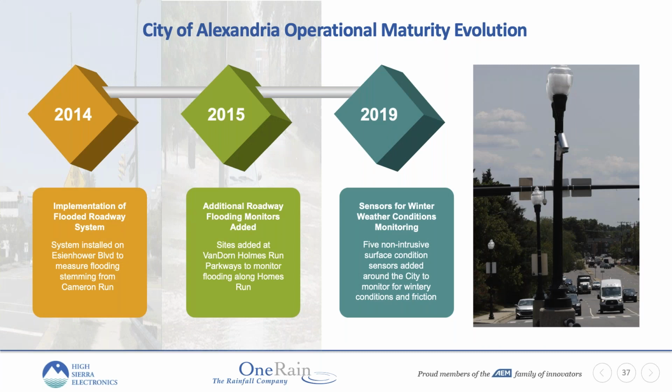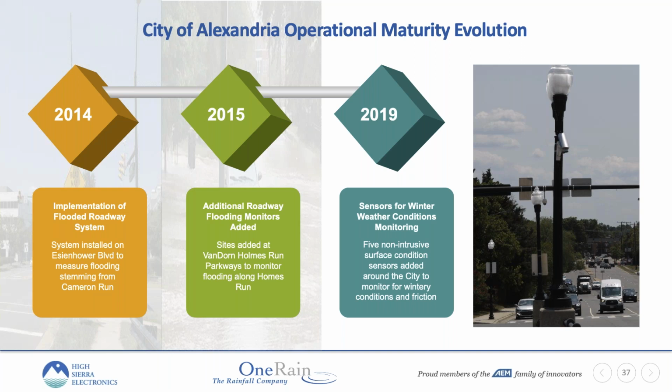You can see on the screen here, there's a picture of a non-intrusive surface condition sensor there on the light pole. That's what we call the eyesight sensor. So it's a non-intrusive surface condition sensor. It's going to give you surface condition, pavement temperature, air temperature, relative humidity, dew point, a couple of good parameters to have there in weather, winter maintenance.